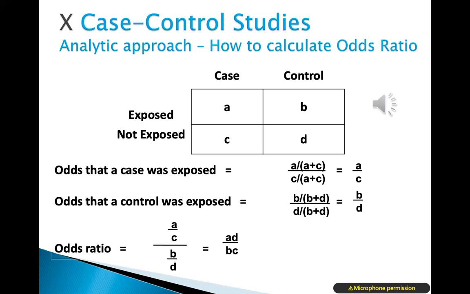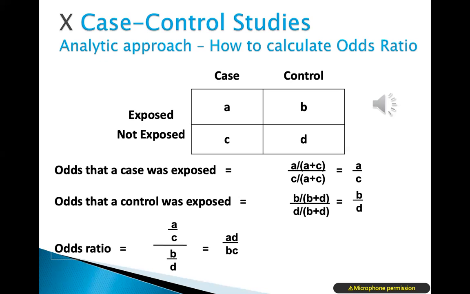But then we can go another step further, and we can take A divided by C, which again were the odds that the case was exposed, divided by the odds that a control was exposed, B divided by D. And when we do the math, when you divide by the lower one, you of course flip it so that the denominator becomes the numerator, if you remember your algebra. And at this point, we get our simplest form, which is AD divided by BC. And that's what you need to remember to be able to calculate.